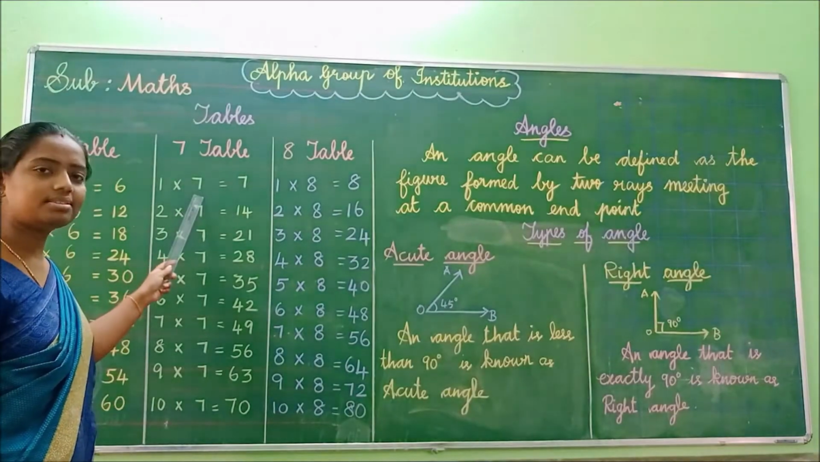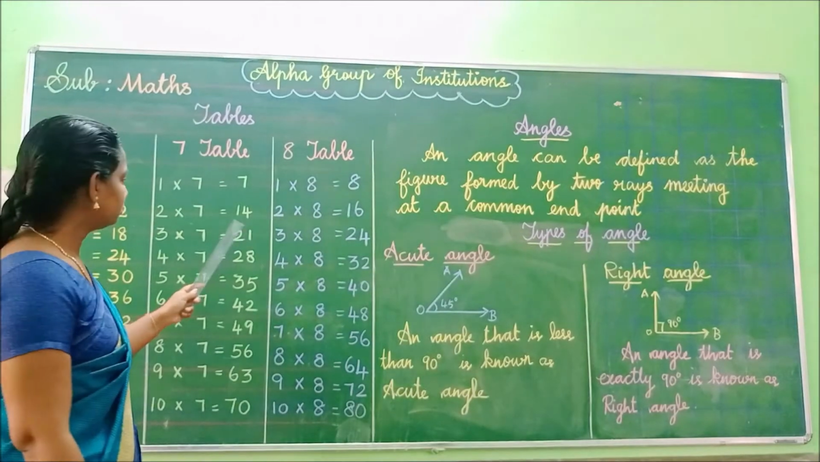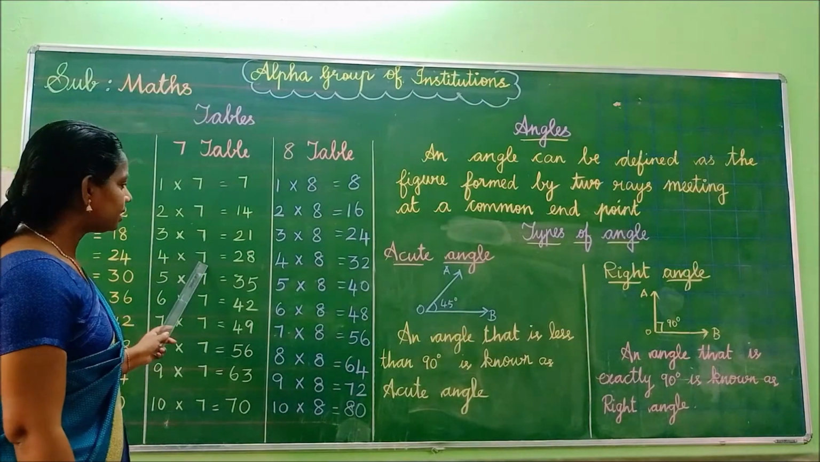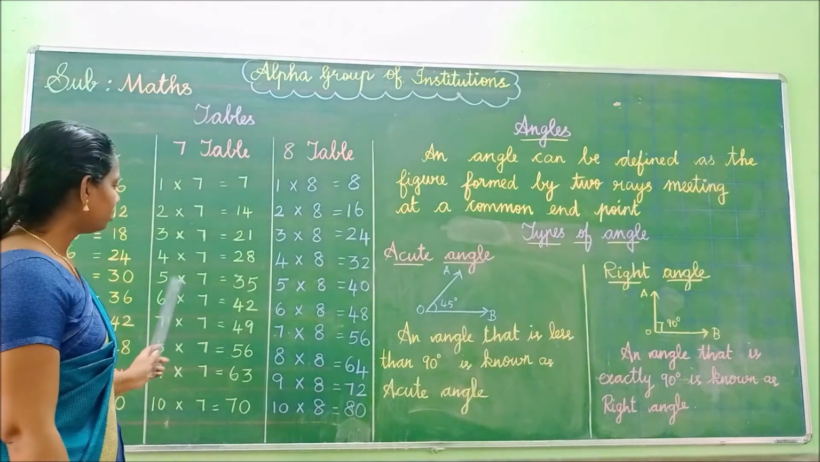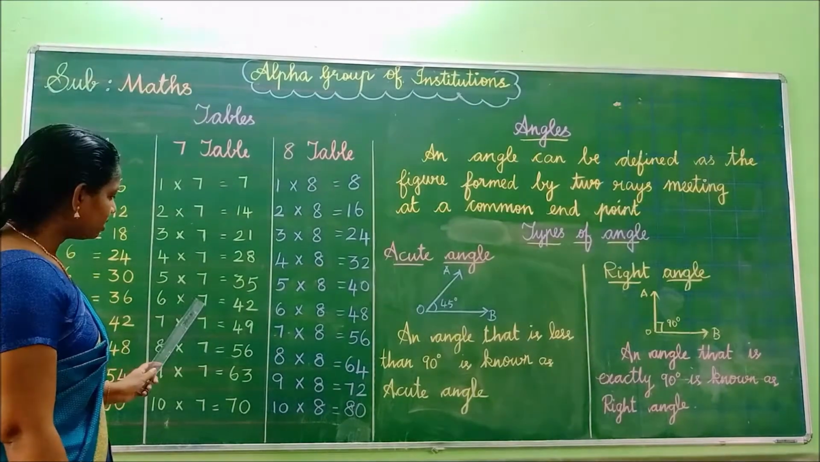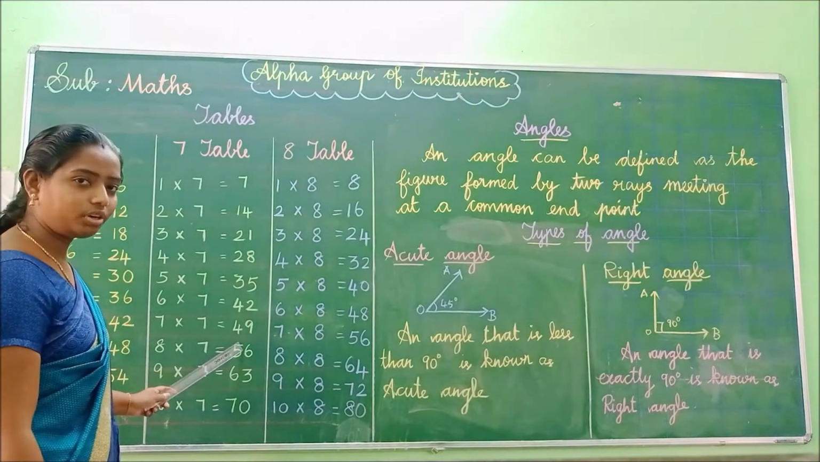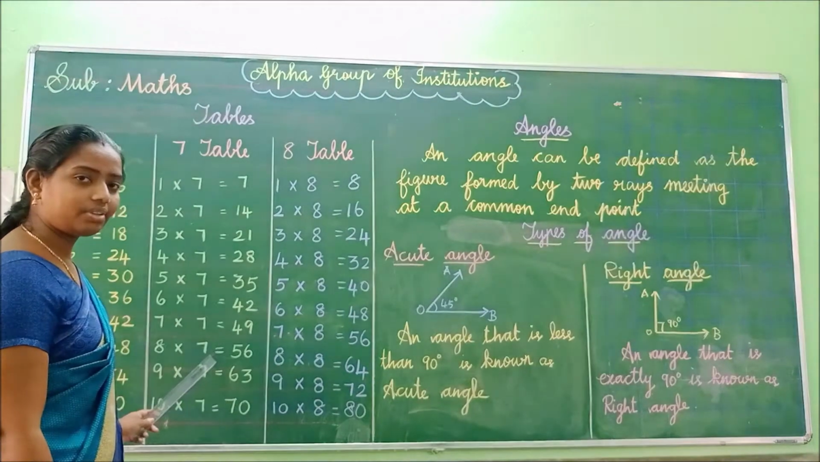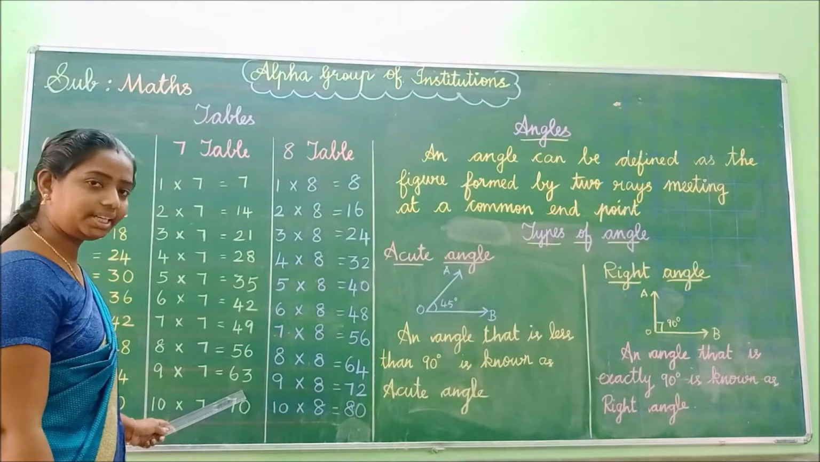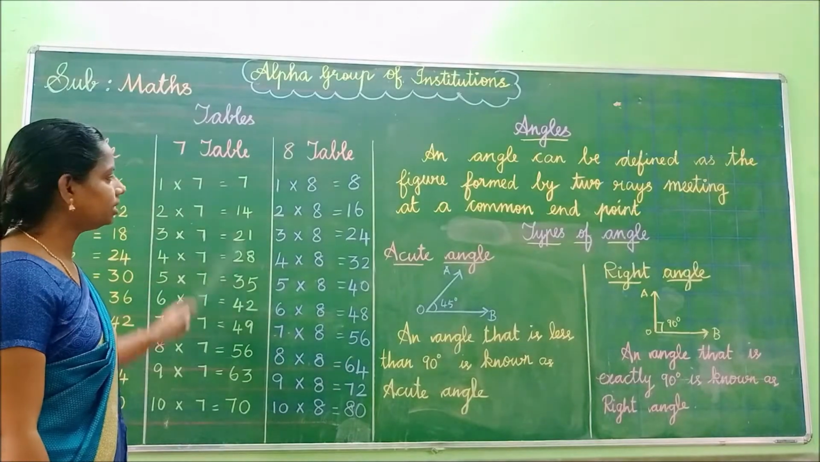Okay, 1 7 is 7. 2 7s are 14. 3 7s are 21. 4 7s are 28. 5 7s are 35. 6 7s are 42. 7 7s are 49. 8 7s are 56. 9 7s are 63. 10 7s are 70. Okay, shall I repeat the 7 table, children?